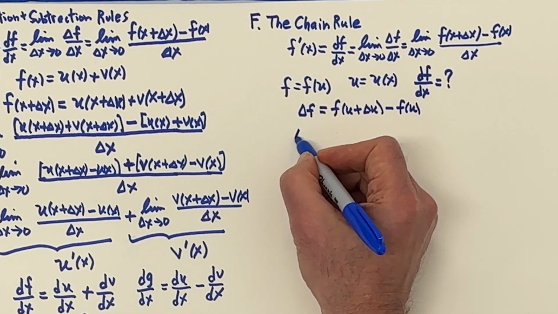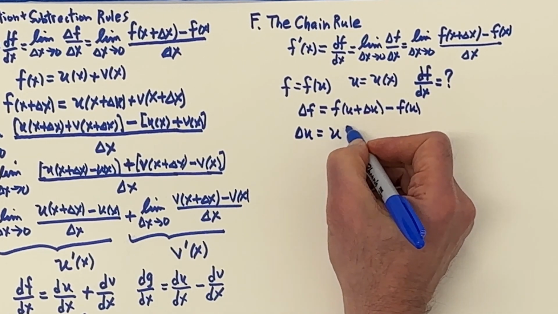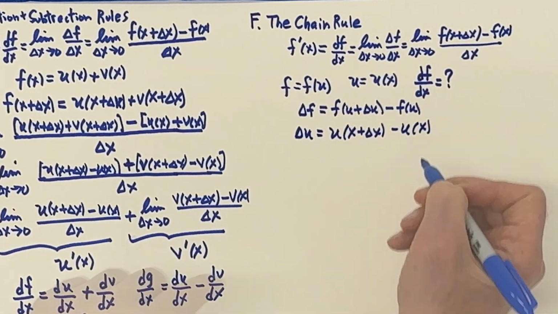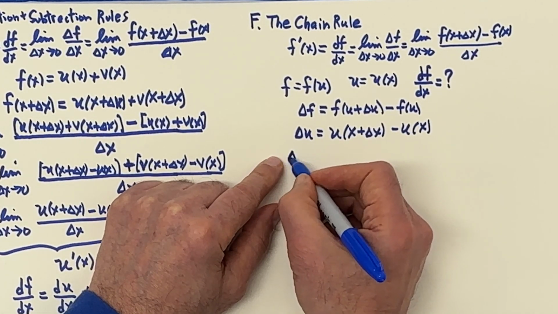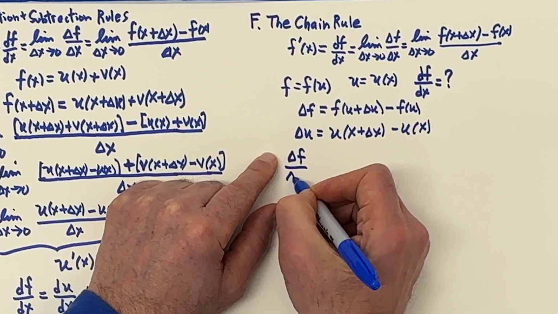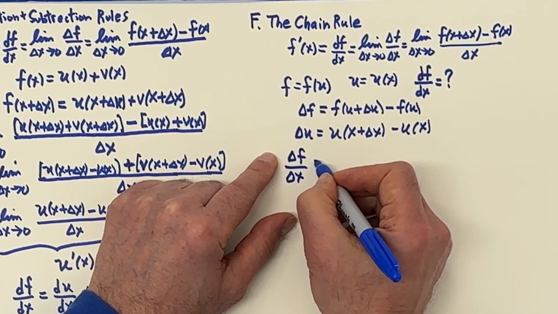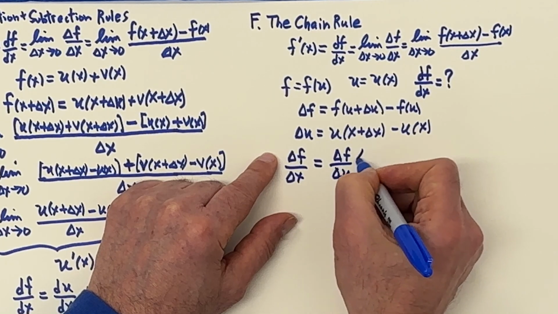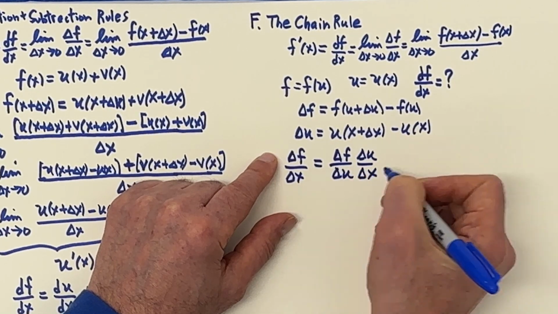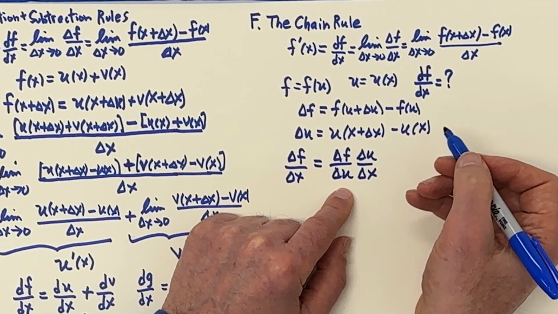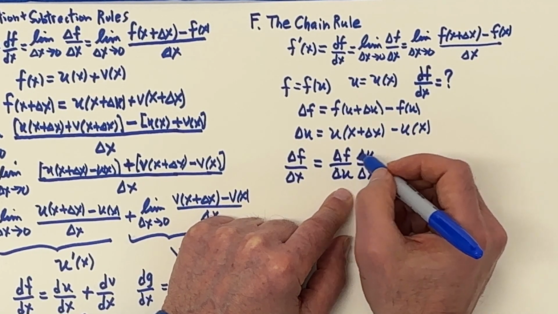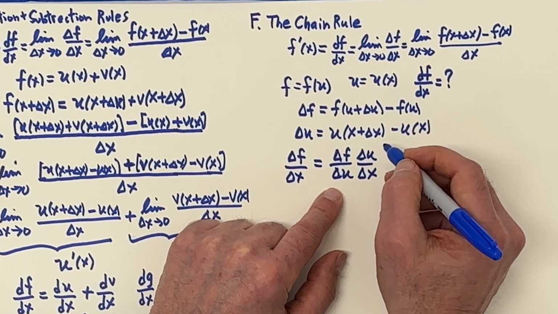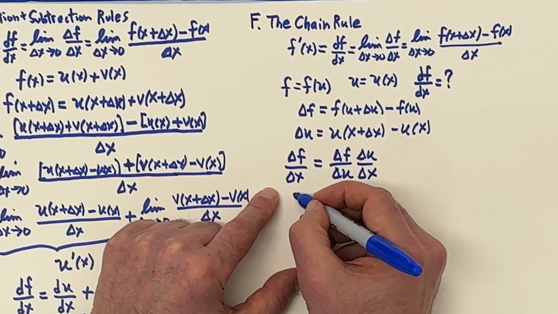And what is delta u? Well, delta u would be u of x plus delta x minus u of x. Now, since we want a delta f over delta x like this, and then we'll take the limit, we might consider doing delta f over delta u and then delta u over delta x. And see, this would suggest that if we did the limit there, we'd have a df du and a du dx. So let's go ahead and state that here.